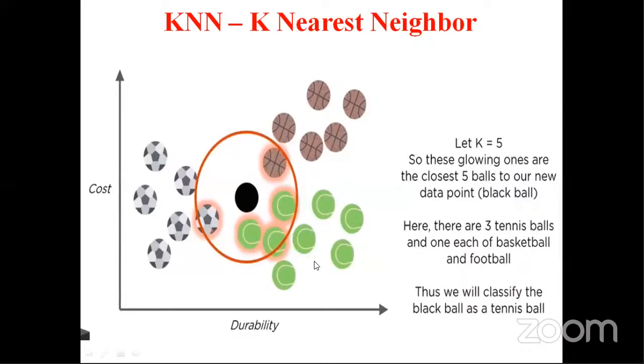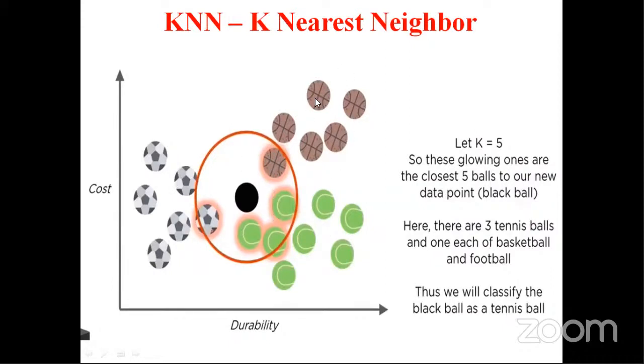If you see these tennis balls, the cost is better compared to a football. These are cheaper also, and the durability is quite good. So the durability is better than the football. The cost is also low, and the durability is better. Now you have some more data. Each data point you have is the information here.